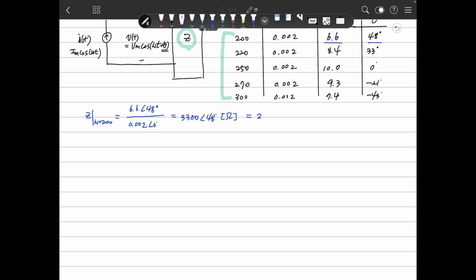So that is a real part plus j times an imaginary part. What is the meaning of that? The real part will be R, and the imaginary part will be L. I mean, this is an RL series connection.